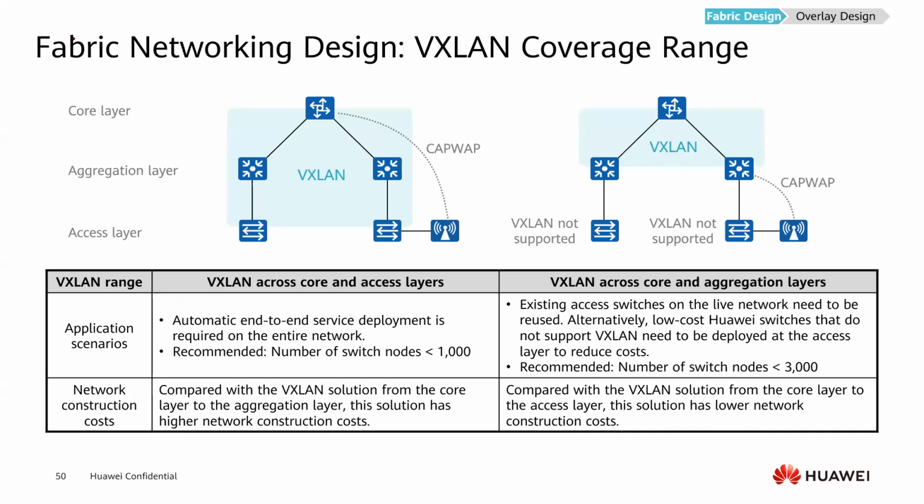The VXLAN coverage range is from the core to the access, or from the core to the aggregation. It is just based on the real network. If the access devices do not support VXLAN, you can choose the second scenario. All of it is based on the number of switch nodes.